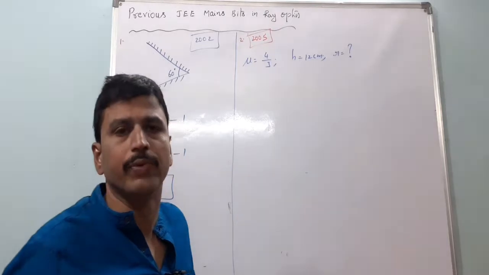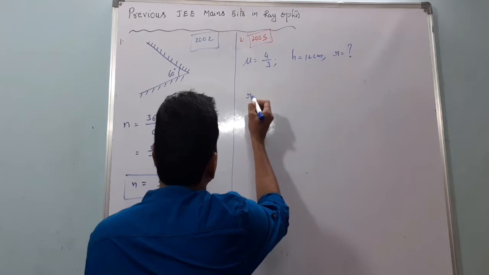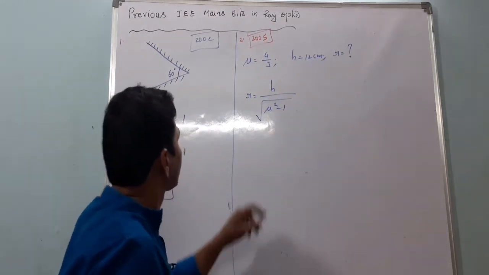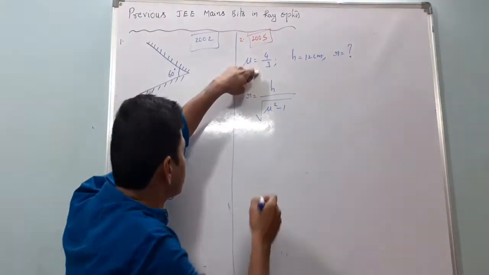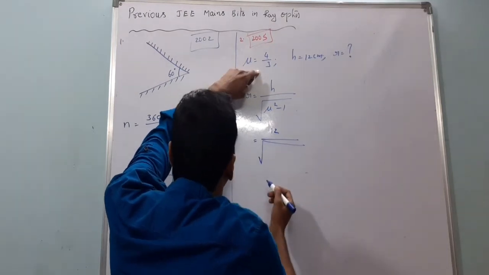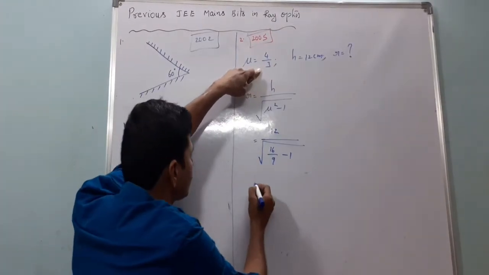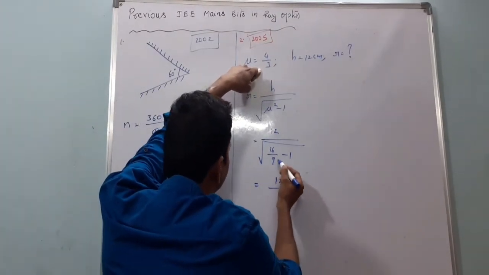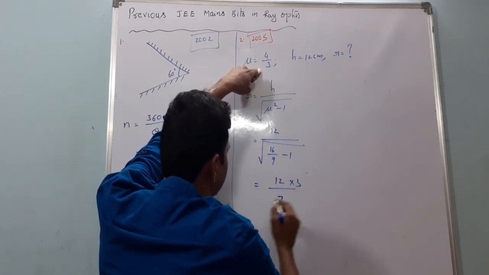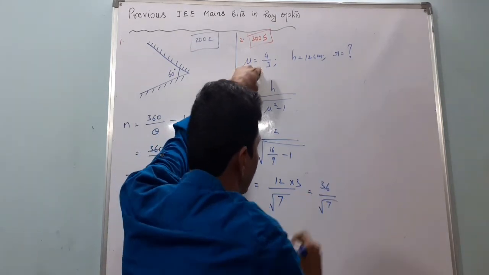We know very well about the fish concept. What is the formula for radius? Radius r is equals to h by square root of mu square minus 1. Here mu means 4/3. Substituting, h means 12 by square root of mu square 16 by 9 minus 1. 12 by square root of 16 minus 9 means 7 by 3. That equals to 36 by root 7 is the answer. Understand?